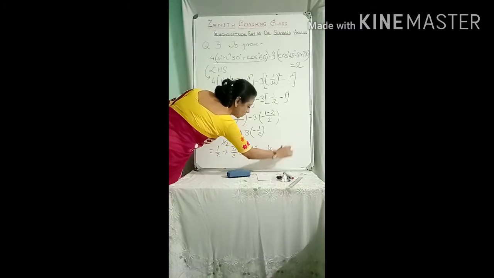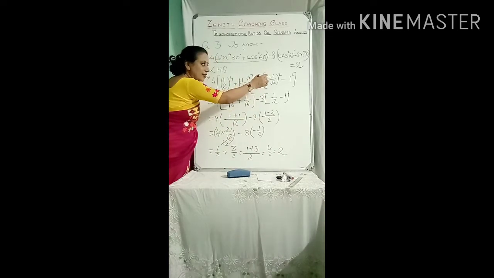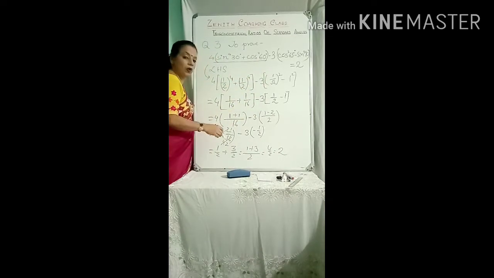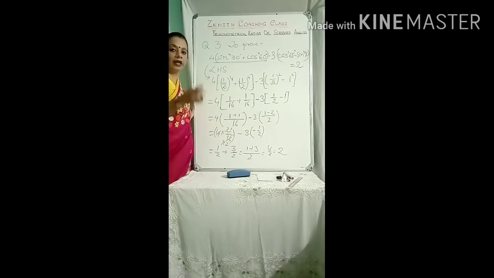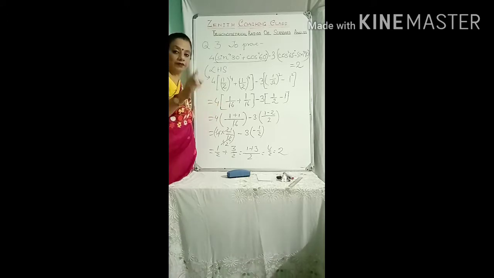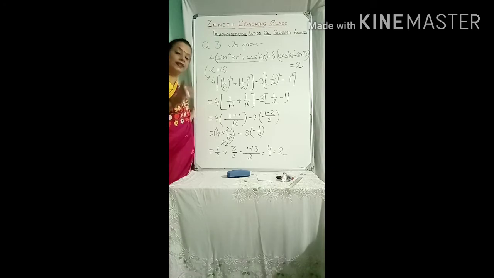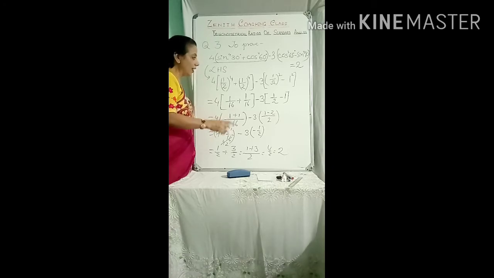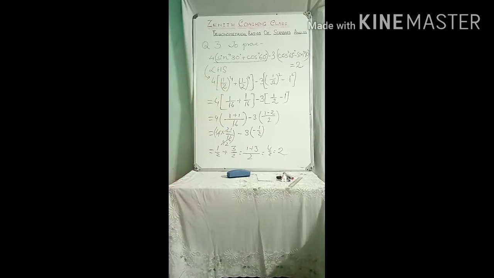That is 2. And here the right hand side is also 2. So you will write as conclusion that left hand side equals right hand side, that is proved. Okay, let's observe the sum.